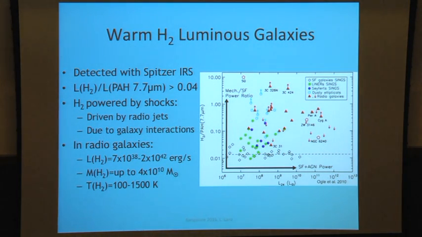This kind of emission isn't unique to radio galaxies. It's also seen, for example, in Hickson compact groups, where the shocks are driven by the galaxy interactions. And this is not very rare in radio galaxies. About 30% of a sample of 3C galaxies looked at by Patrick Ogle showed this type of warm H2 emission. It can be quite luminous, up to 10 to the 42 ergs per second, which corresponds to molecular gas masses of up to 40 billion solar masses. So it can make up a sizable fraction of the molecular reservoir in these galaxies. And when I say warm, I'm talking about temperatures between 100 and 1500 Kelvin.